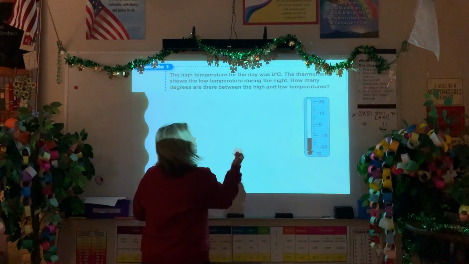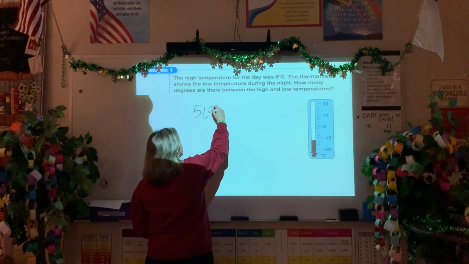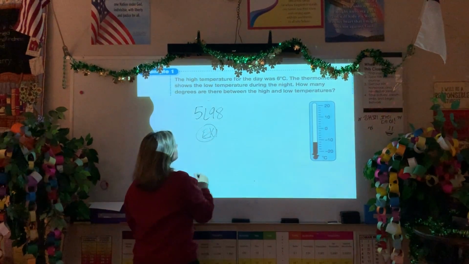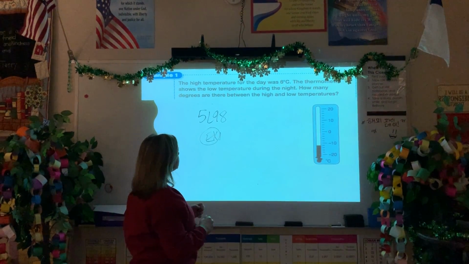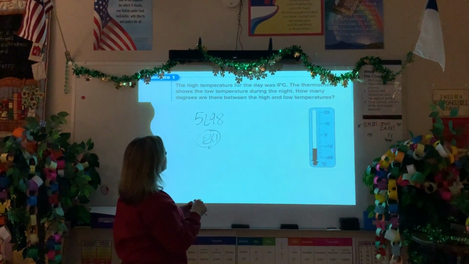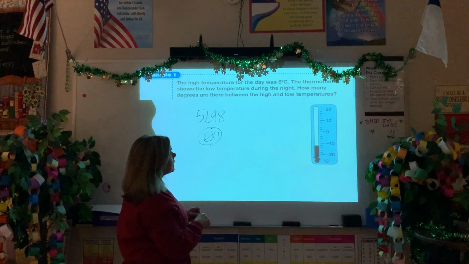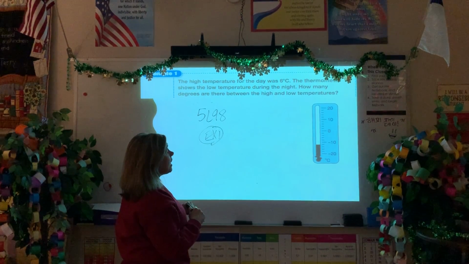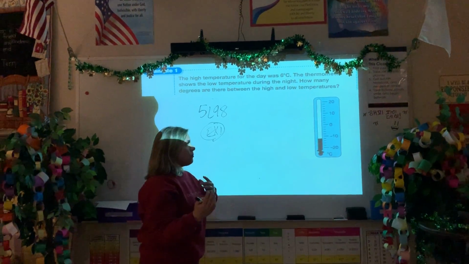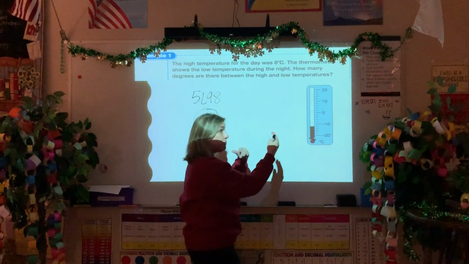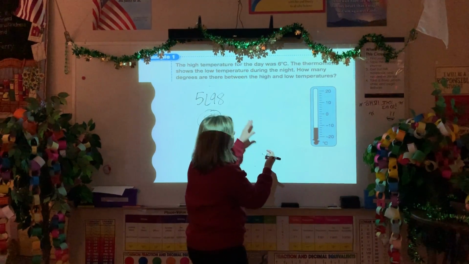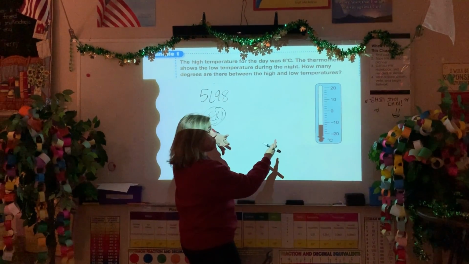So again, in your math notebook, 5L98, this is example 1. It says the high temperature for the day was 6 degrees Celsius, and the thermometer shows the low temperature during the night. How many degrees are there between the high and the low temperatures? All right, this would be a good one for you to look at in your book so that you're actually seeing the numbers. I don't want you to write in your book like I'm going to do on here, but I do want you to take a look at this, okay? Because this example is in your book.